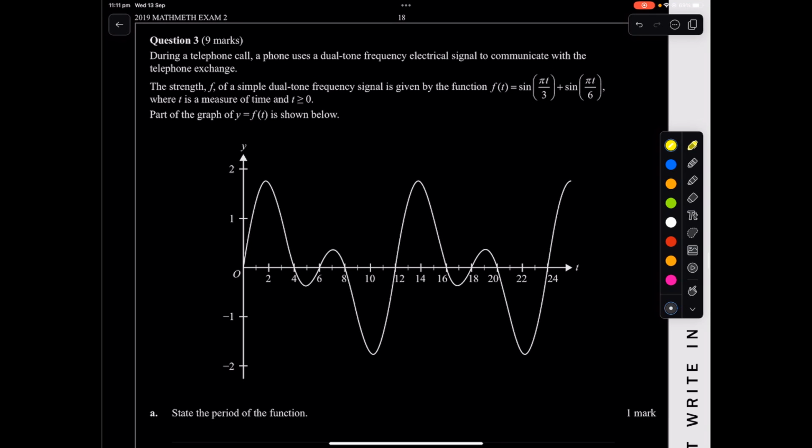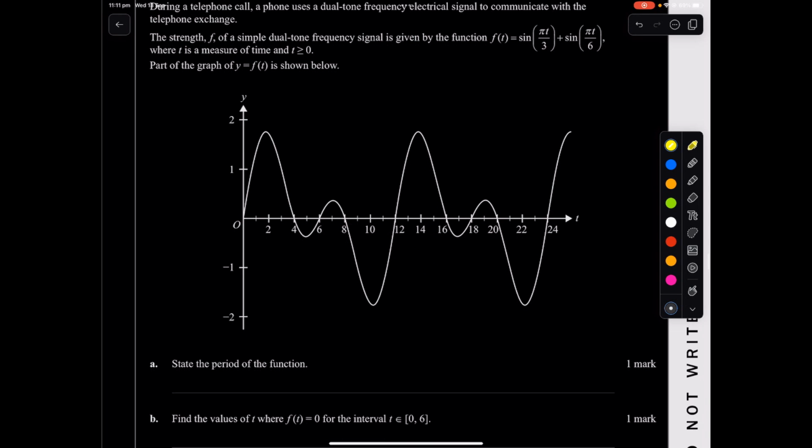exchange. The strength f of a simple dual tone frequency signal is given by this function, where t is the measure of time, where t is greater than 0. Part of the graph of y equals f of t is shown. State the period of the function. Okay, so when does it repeat? Well, it repeats from here and here and here. So here is a full repeat.